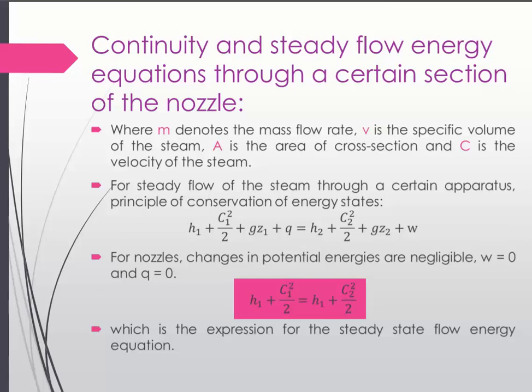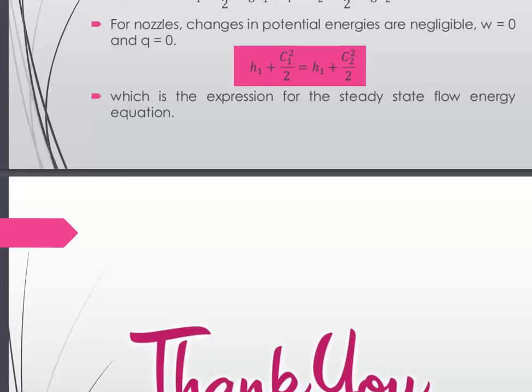For the nozzle, changes in potential energies are negligible, w is equal to 0 and q is equal to 0. Then the equation that forms is h1 plus c1 square by 2 is equal to h2 plus c2 square by 2, which is the expression of the steady state flow energy equation.